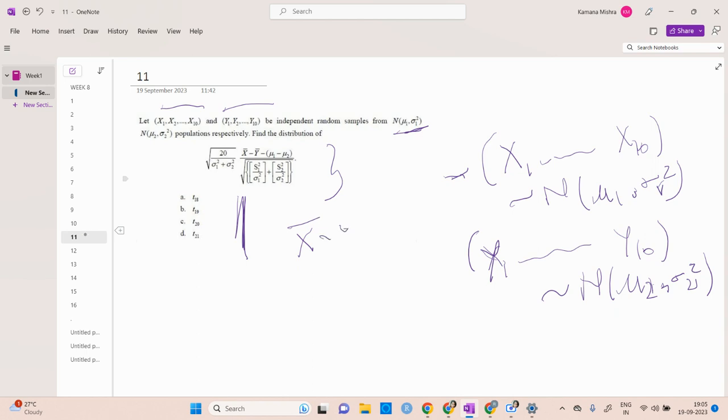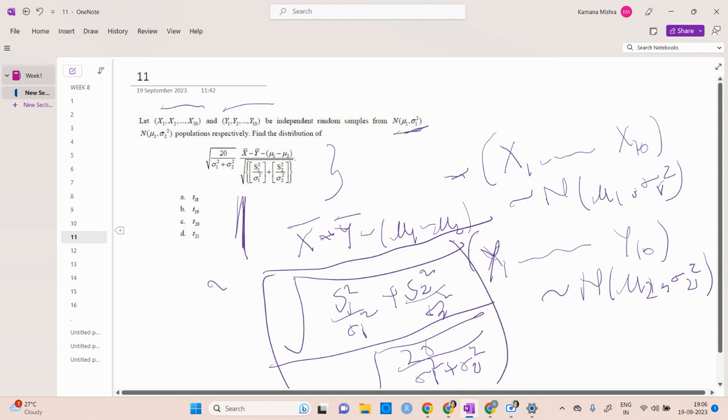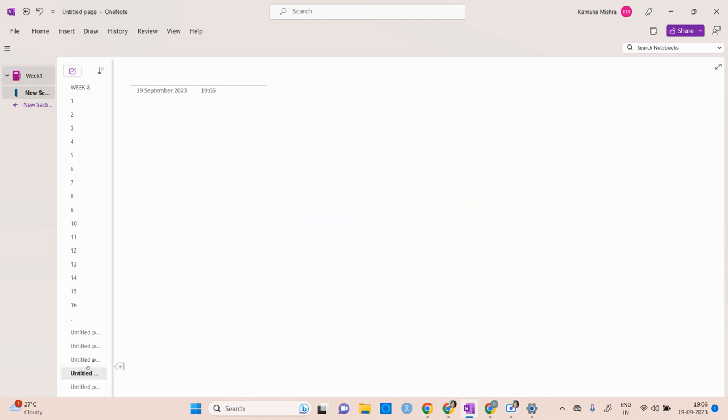So we write it like this. Firstly, x1 minus u1 minus u2, and then s1 square over sigma 1 square, s2 square over sigma 2 square, whole divided by under root 20, sigma 1 square plus sigma 2 square. So this follows the t distribution, with degrees of freedom 20 minus 1 minus 1. So for this one it will be 10 minus 1 for x and 10 minus 1 for y. So we will go through this question later. I think we need to firstly see what these distributions are.